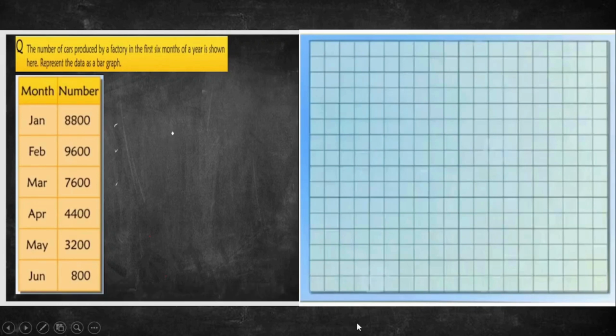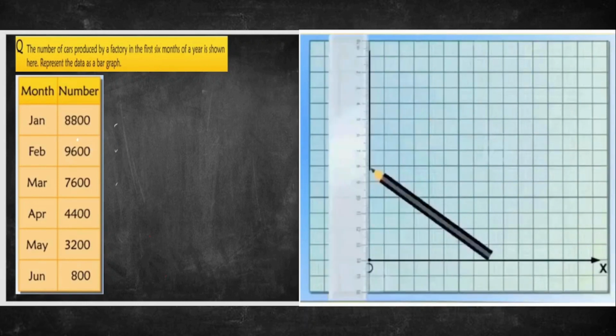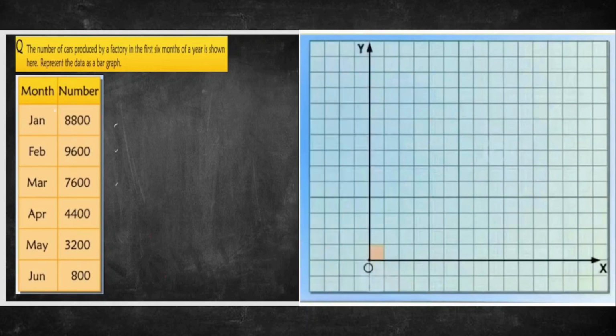So first of all, we need to draw the axes. We will draw them from the bottom left corner. The horizontal axis will represent month, and the vertical axis will represent number, right? And these two axes should always be perpendicular. Now, on the x-axis we are presenting month, so we will write month there.